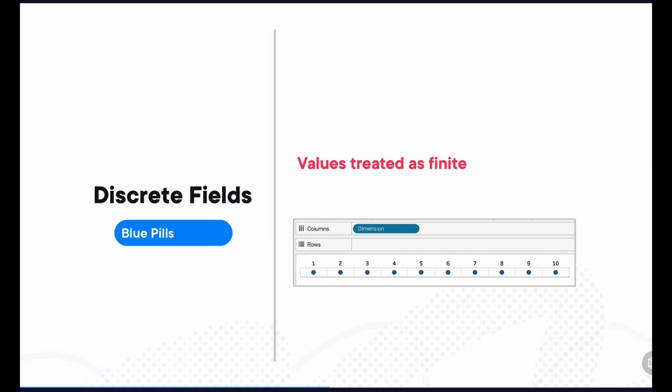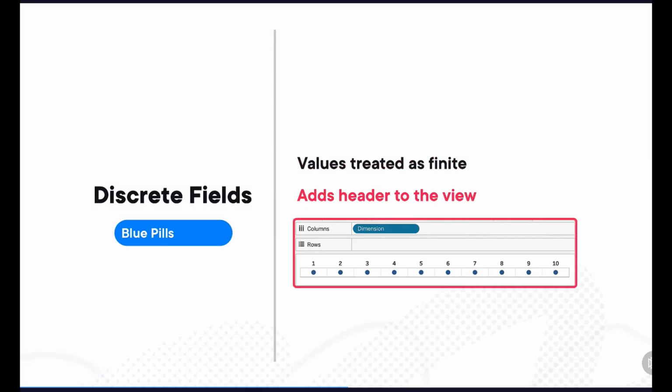When we drag a discrete pill to our column or row shelf, Tableau will add headers to the view. Here is an example showing a discrete dimension with values 1 through 10 on the column shelf. Each member of this dimension has its own header. We can draw borders between all of the values because headers create panes for each member. We can see Tableau drew our marks within the pane of each header.